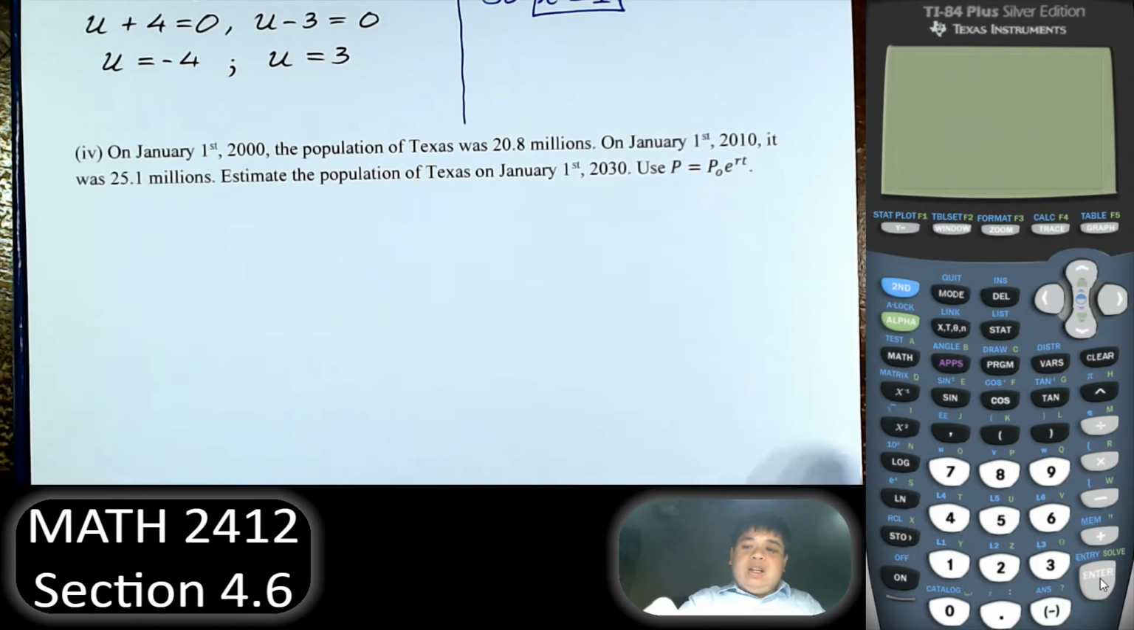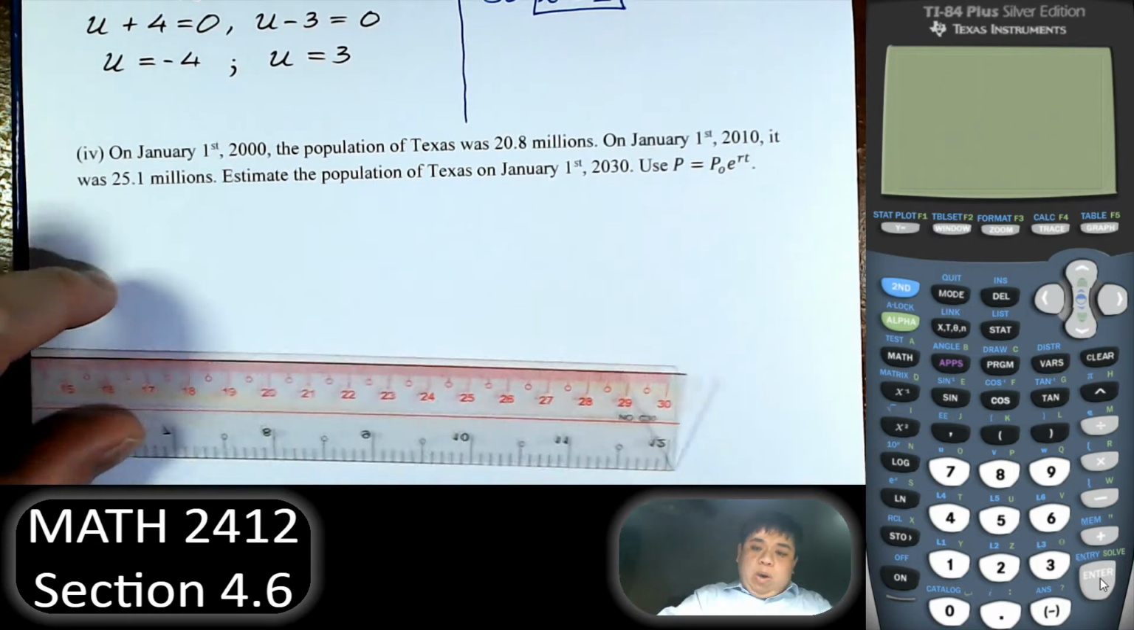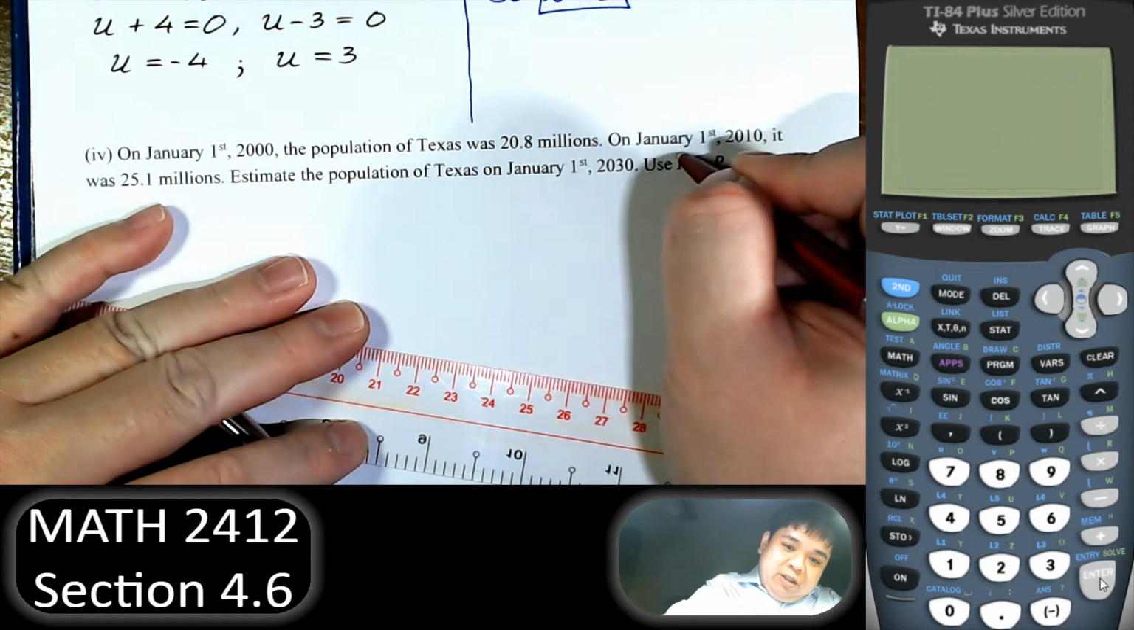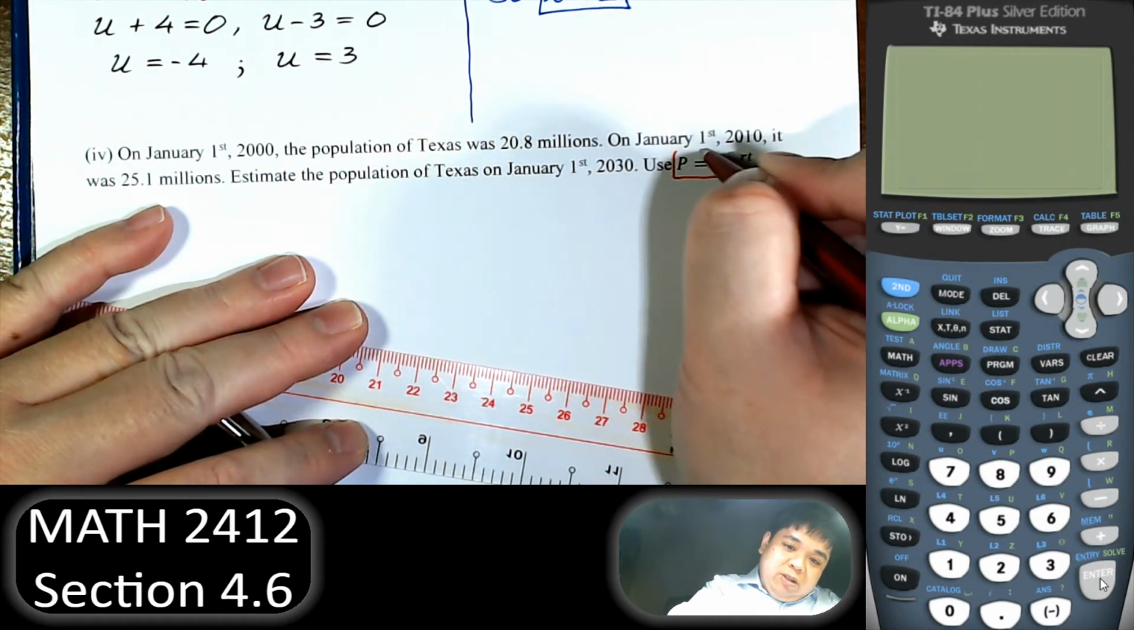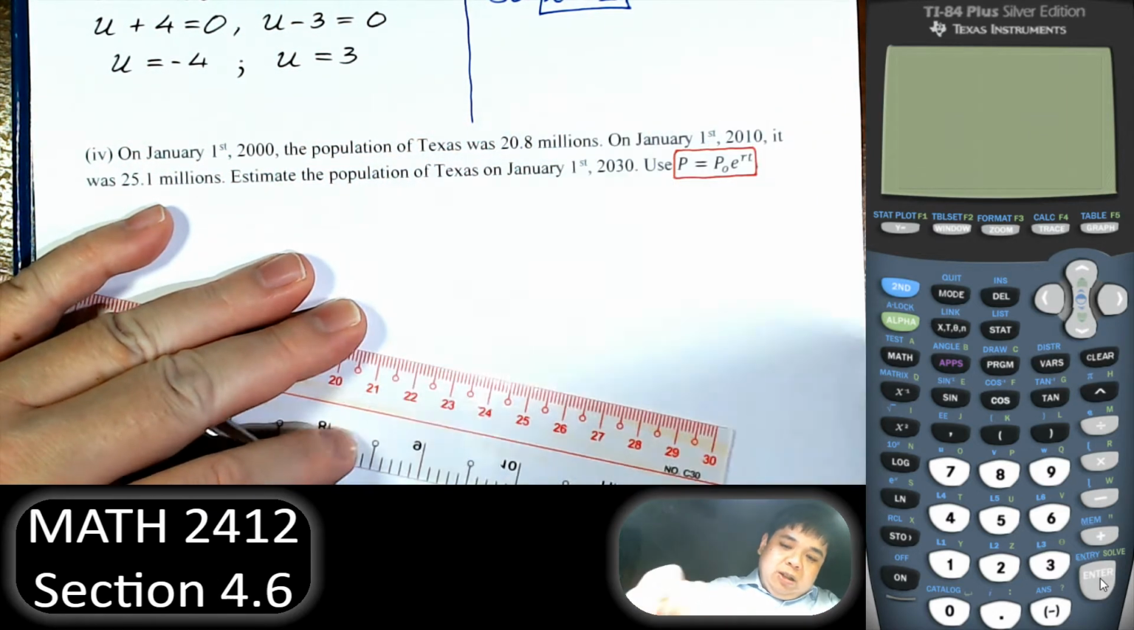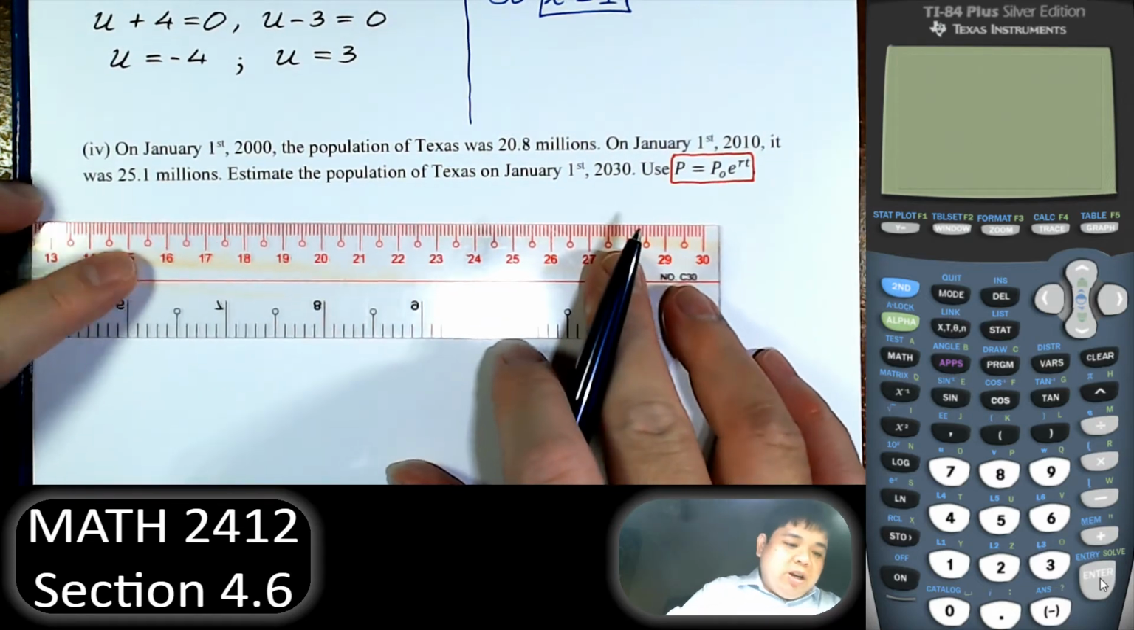Right, so we make a table. By the way, we will use this population model. Right, just draw a little table here.